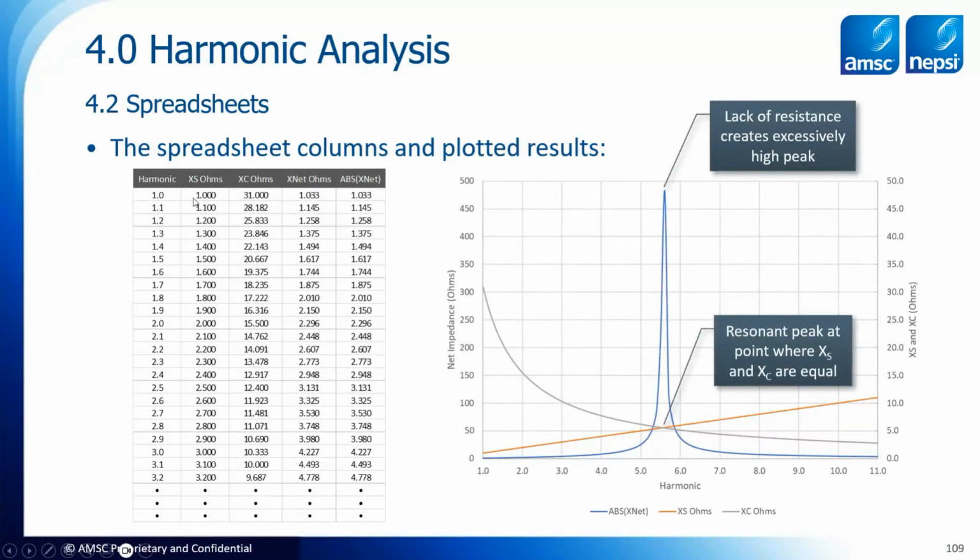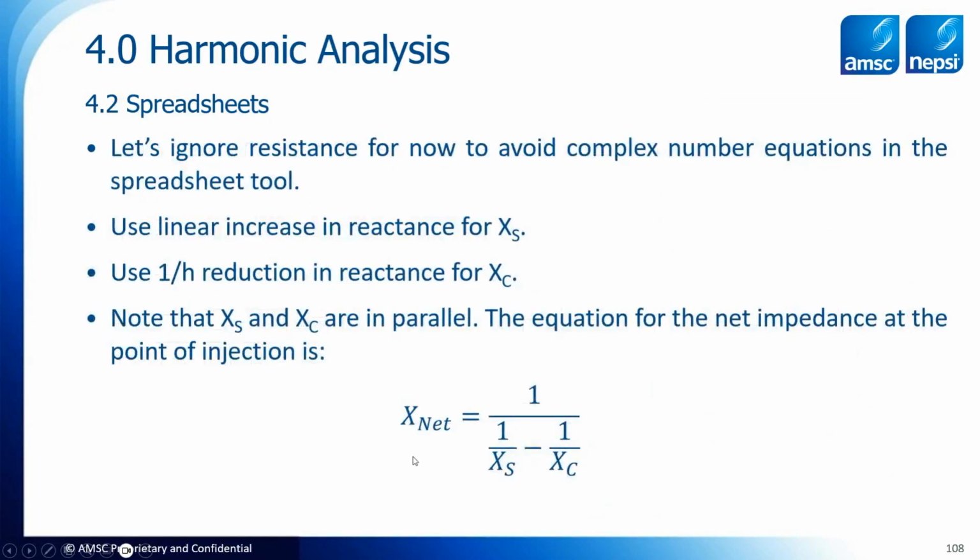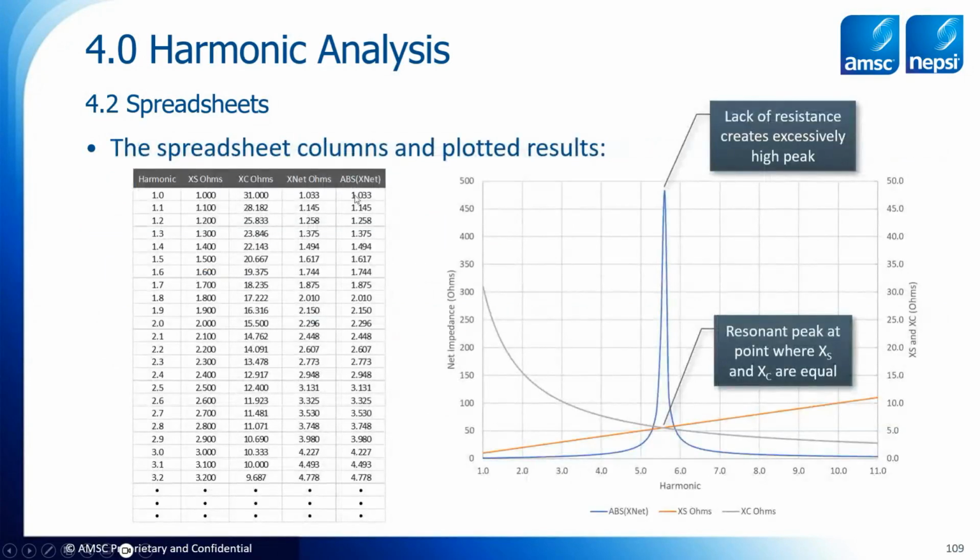It's just linearly increasing, 1, 1.1, 1.2, and this value of X sub C is just going down by 1 over this number. So 1 over 31 divided by 2, right? 1 over 2 gives you 15.5. Now I calculate the net, and if you're looking at this column, this is this equation right here, and this is the absolute value for the magnitude. And you can see this is what you will plot right here.